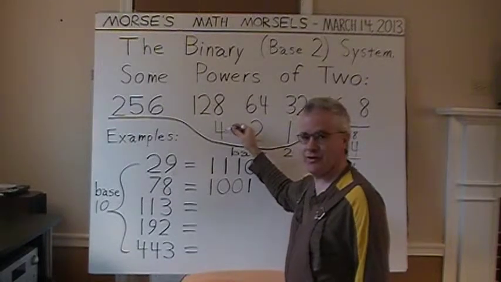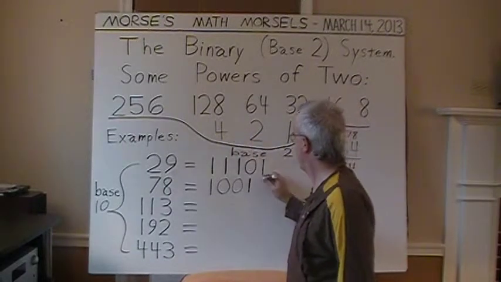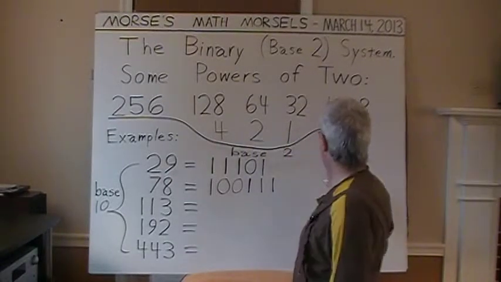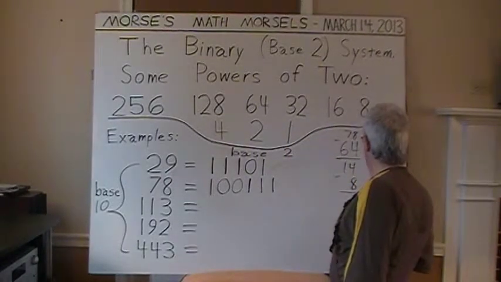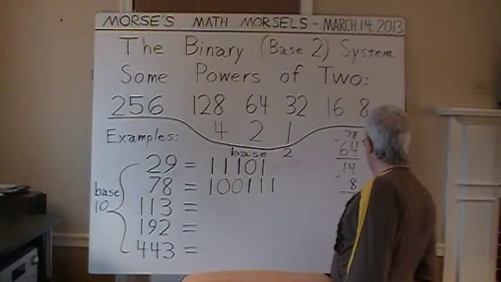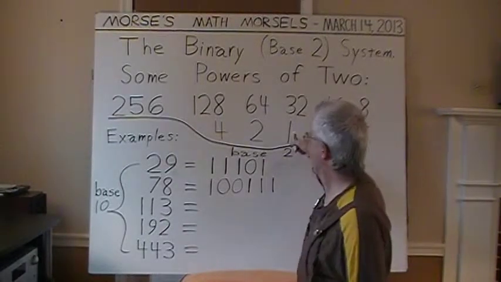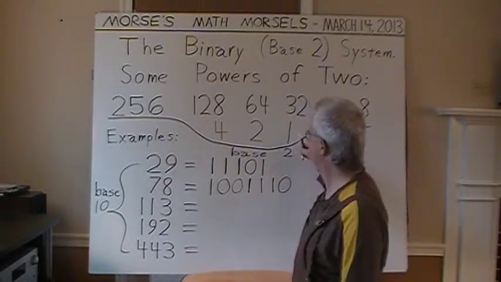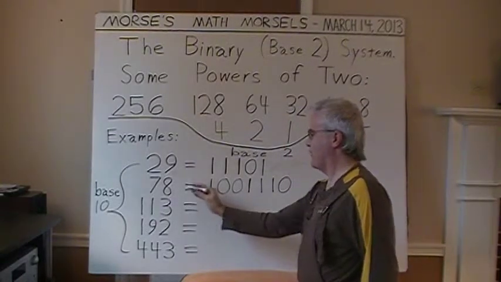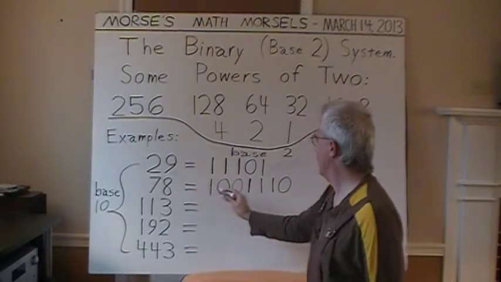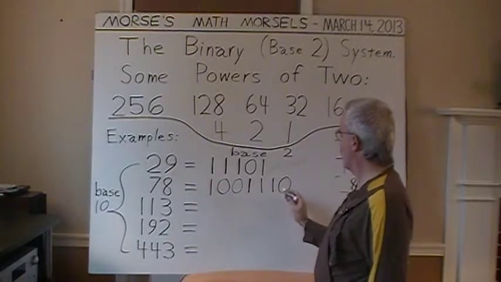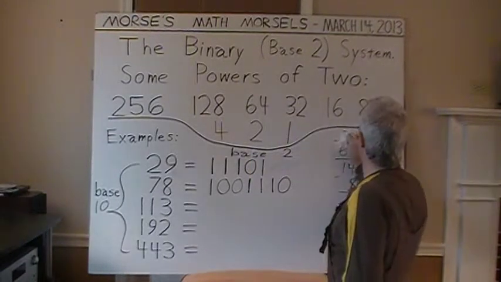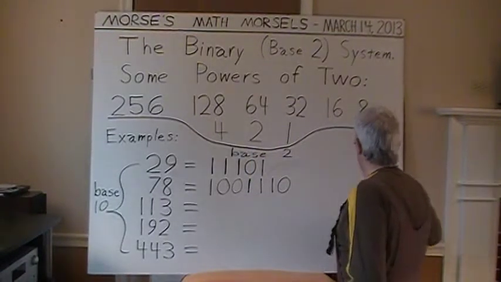And the 6, yeah, we can accommodate the 6 with the 4 and a 2. And taking away the 4 and the 2 leaves 0, so we don't need any 1s, so we just need the 0 placeholder to fill that 1 spot. And therefore 78 in base 10 is 1001110 in base 2. I'm going to check that to kind of recap.